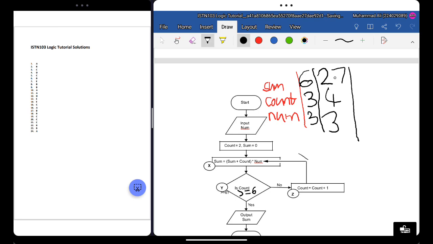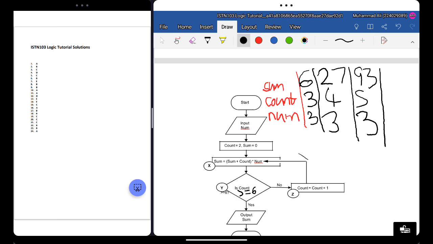Sum plus count, 27 plus 4 is 31. 31 times num, updated num is 3. 31 times 3 is 93. So your updated sum is 93. Num is not going to change, it is 3. But obviously now count plus 1. Is count 6? No, count is 4. So you go there and add count plus 1. So it's 5, because 4 plus 1 is 5.